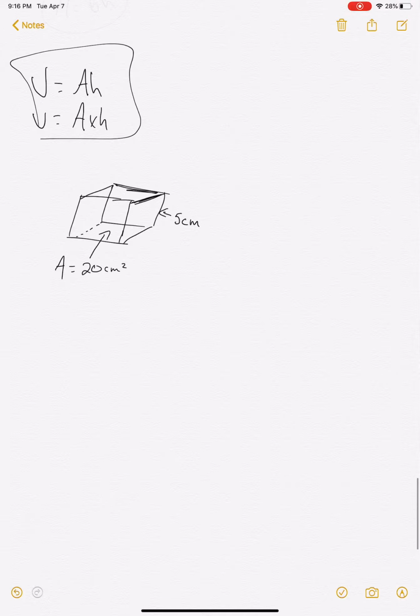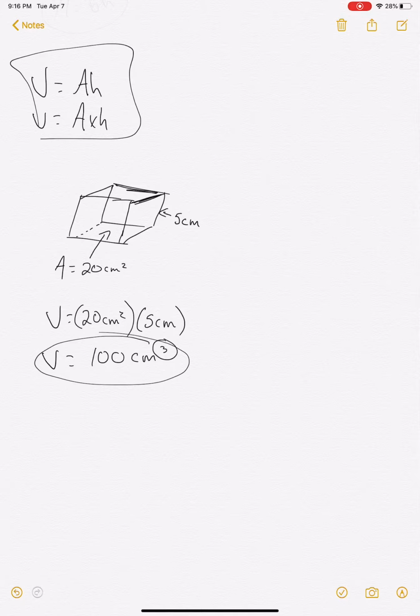Making it pretty simple. We know the area at the bottom, so this is going to be really quite simple for us to figure out. So we've got our volume. Our volume is equal to our area, which is 20 centimeters squared, times our height, which is 5 centimeters. So the volume, a pretty easy one, will be 100 centimeters cubed. Important that you put that cube there.